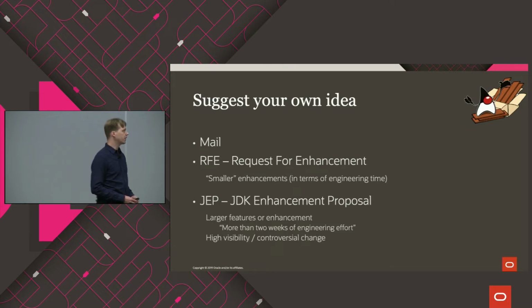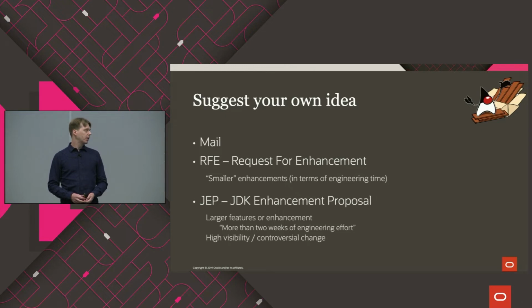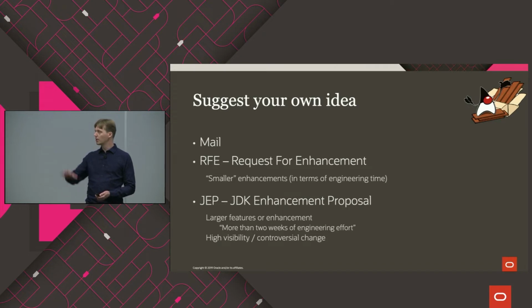For larger features, stuff that would take more than 2 weeks of engineering effort, or something that might require high visibility or be a controversial change, something that people are likely to disagree with you on, you would file a JEP, a JDK enhancement proposal. So it's also a ticket in the bug system, of course, but it has more of a template for you to fill out and how to actually do it. And there are more places for discussions and descriptions in this.